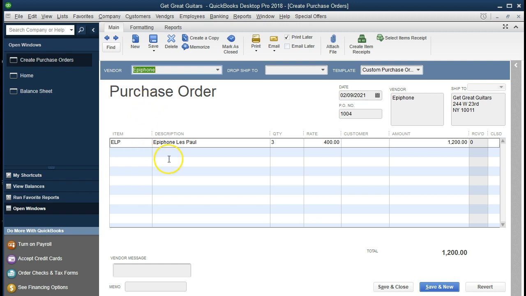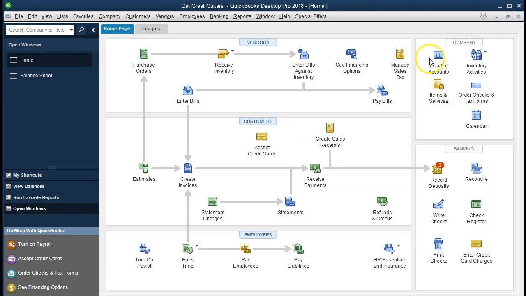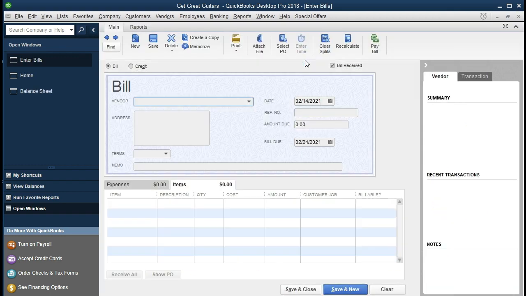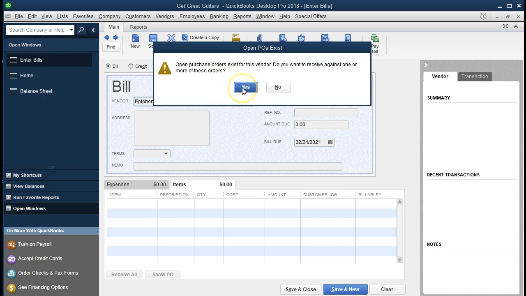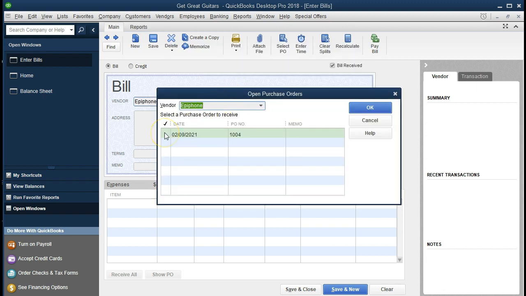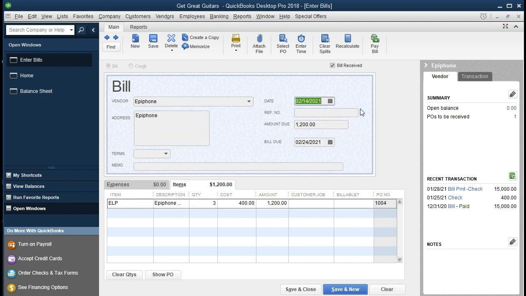saying that we received these 3 Epiphones and the bills related to them. So we'll close that out, and we're going to go to receive inventory with a bill. And now the vendor is going to be Epiphone. I'm just going to type it in there, and it's going to pick Epiphone. We're going to say tab and OK. This, of course, is asking, do you want to tie this to the purchase order? Of course we do. There's the purchase order. We're going to click on that purchase order and say, OK, that's the one we want. And it will then populate for us.